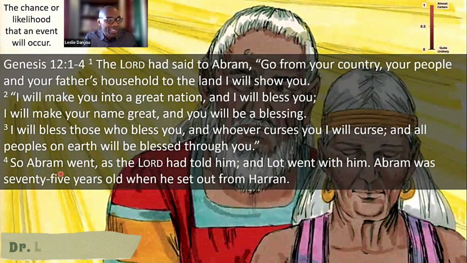So Abraham went as the Lord had told him. He believed, and Lot went with him, his little nephew. Abraham was 75 years old when he set out from Haran. Guys, you've got to understand that the way God works is a process. He tells you something. It could happen instantaneously or it could take some time. Basically, when Abraham was almost 100 years old, this promise came to pass. It takes time. All right.